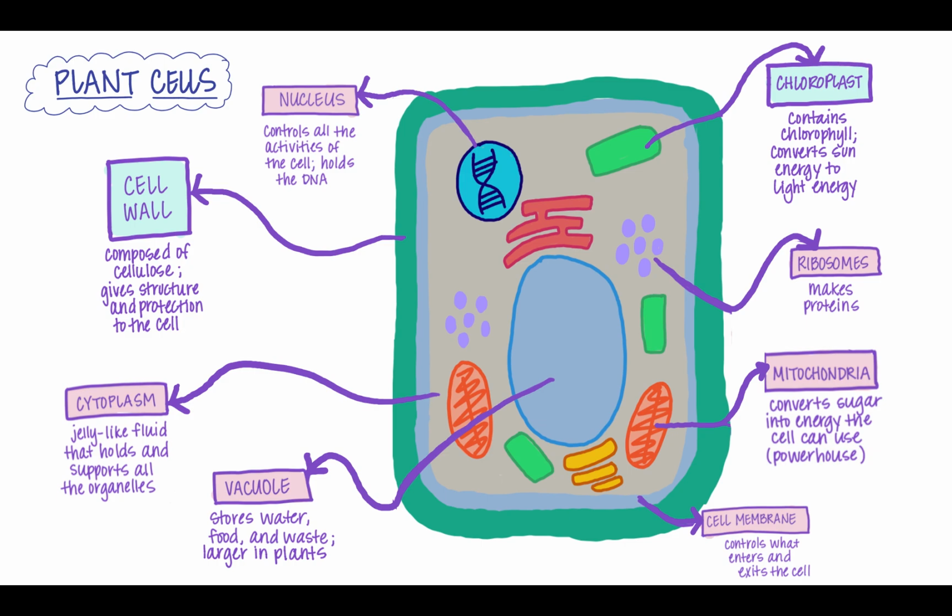Last, we see this other green structure called a chloroplast. The chloroplast contains chlorophyll. It converts sun energy into light energy. It's the site of photosynthesis. Chloroplasts are only found in plant cells.